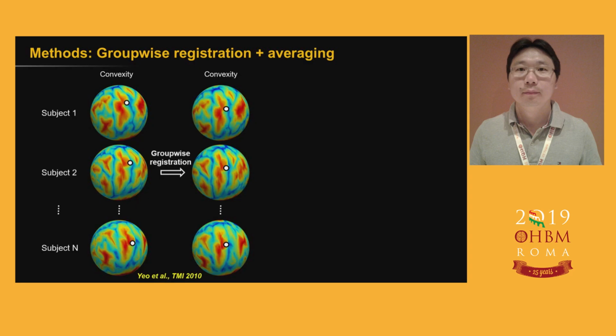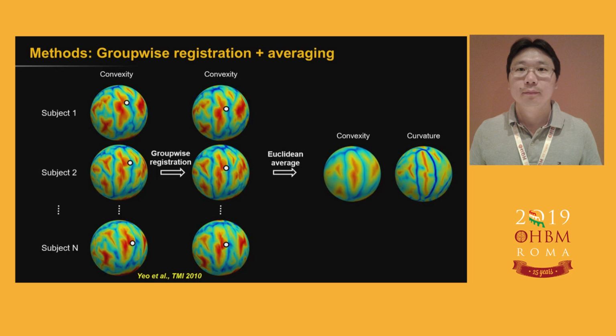After that, one simple strategy for atlas construction is just to do the Euclidean average. But the problem is that the Euclidean average is sensitive to potential registration errors, so in this way we will get a blurred folding pattern. This will degrade the registration performance.